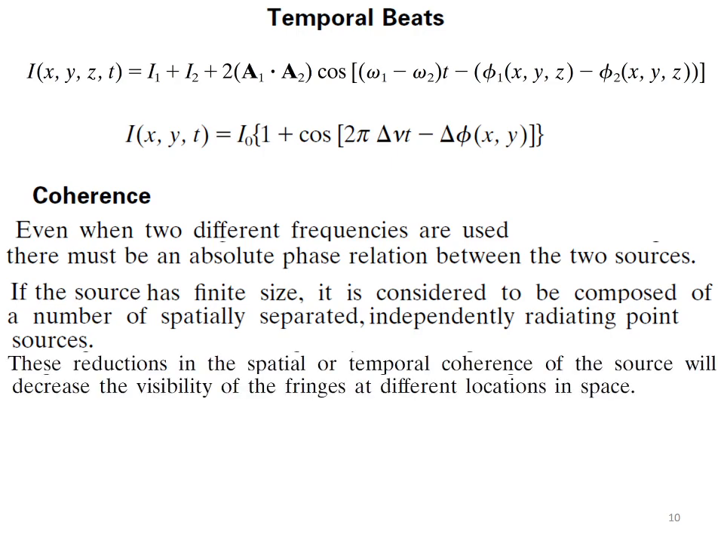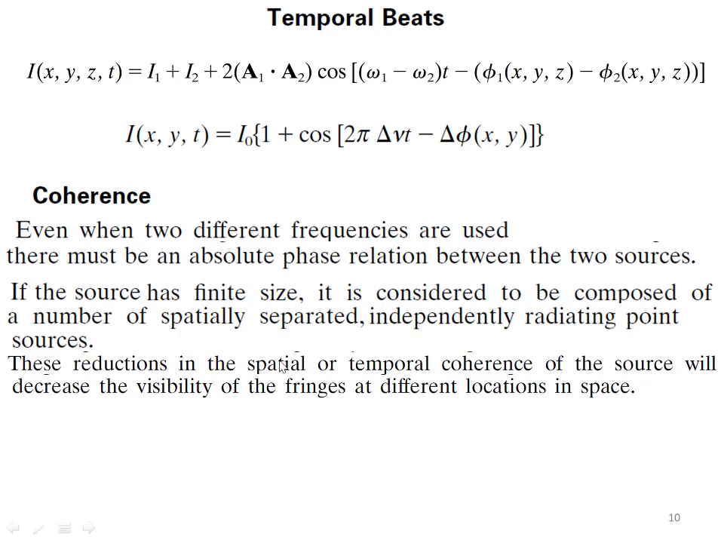So if this happens, what will happen? In that case, again, we won't be able to see a phase relation between those multiple independent point sources. That is why the size of the slit must be very small. These two aspects, the temporal beat and maintaining the fixed phase relation, make up what we call the spatial and temporal coherence of the source.